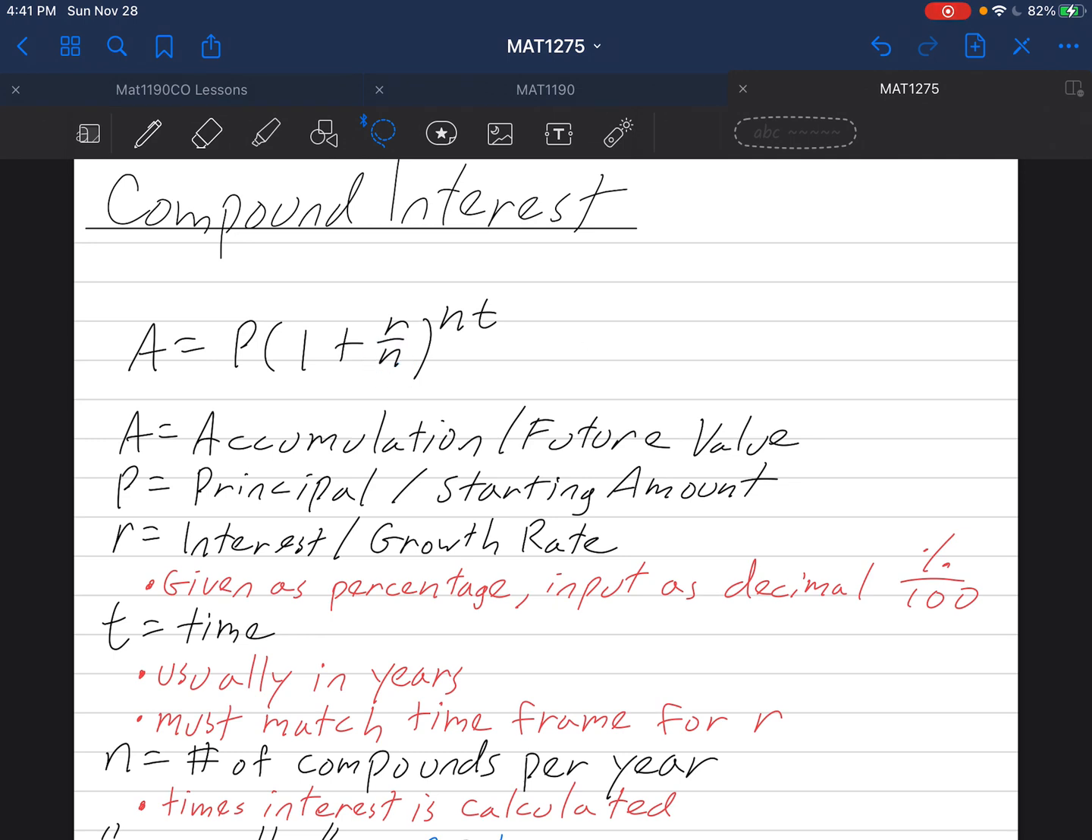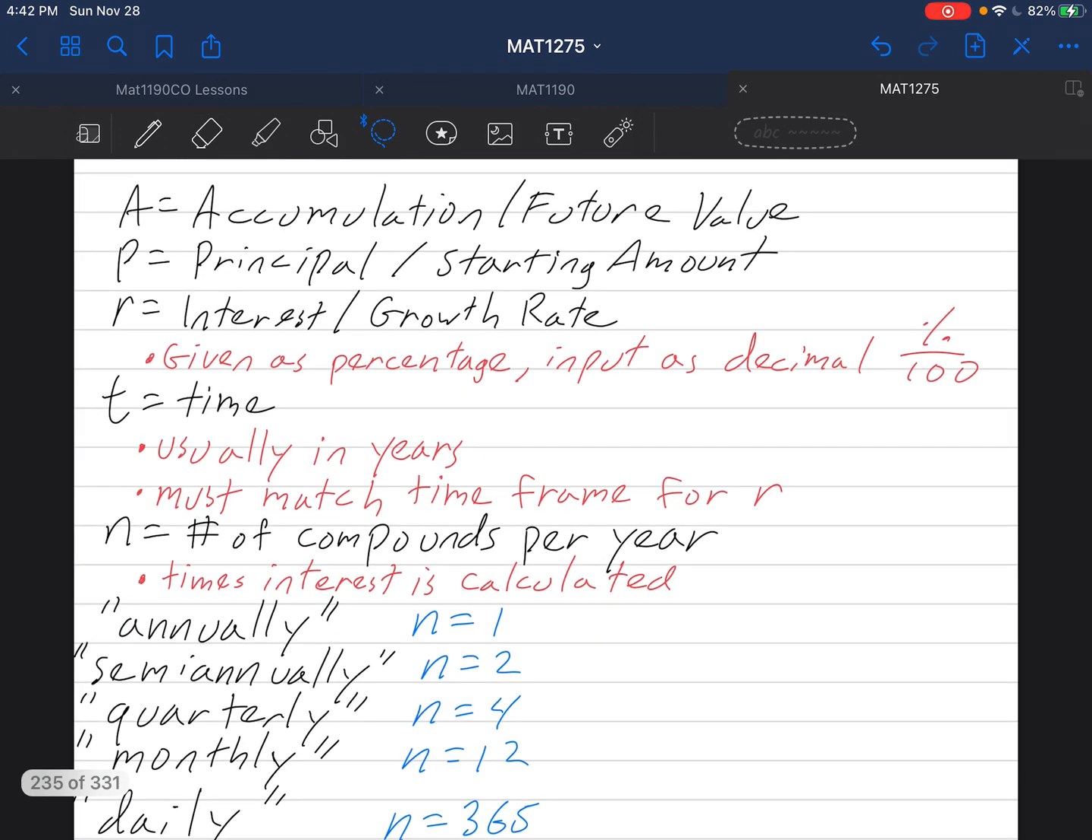which we'll call n. A stands for the accumulated value, just like before. P stands for the principal, just like before. And r stands for the growth rate or the interest rate, just like before. Remember, r is given as a percentage, but we have to input it as a decimal. And t is the time, usually given in years. Just make sure it matches the time frame for r. If r is given as an annual interest rate, then t must be given in years also, for instance.